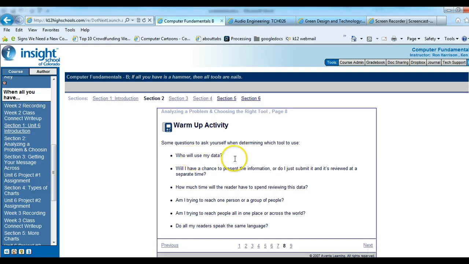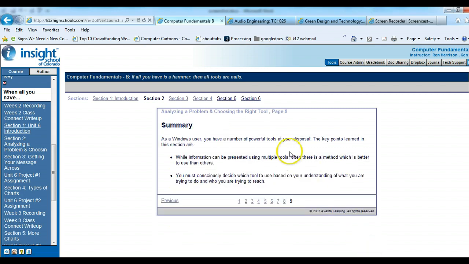Some of the things you need to think about before you choose the tool is who's going to use your data. Will you present it, or are you just going to share a file with someone? How much time will the reader have? So are you going to be real concise, or could you write out more information? One person or a group of people? Are the people all going to be in one place or across the nation? It should also be the same language. So those are things you need to think about when you do your work with technology.